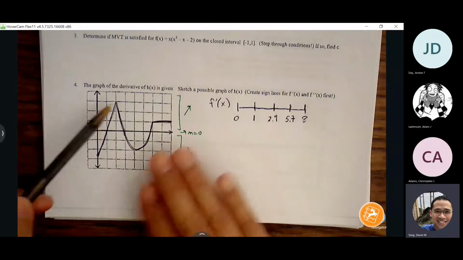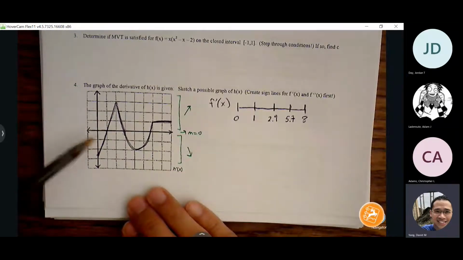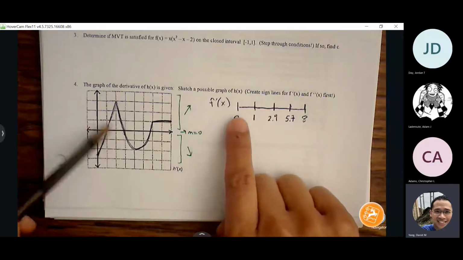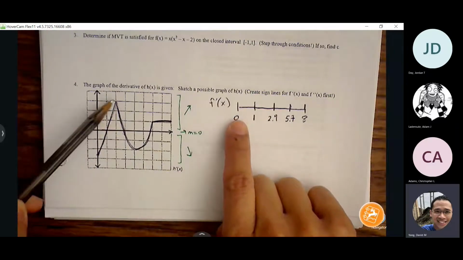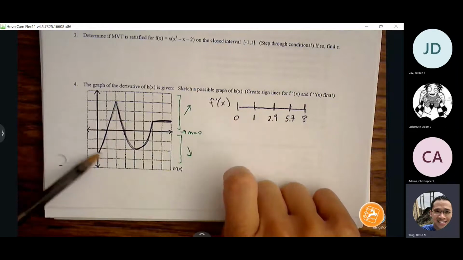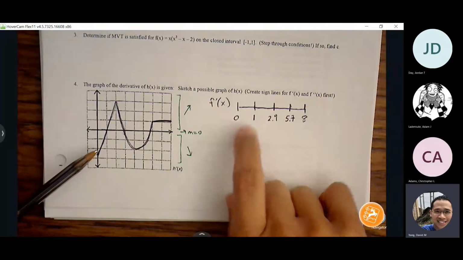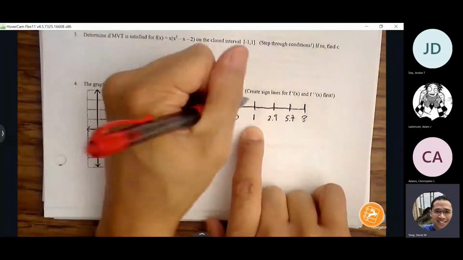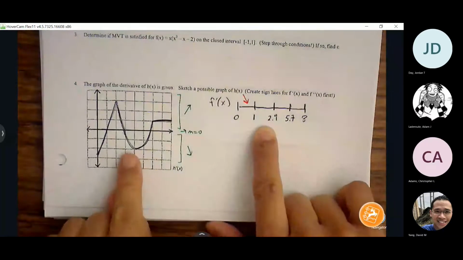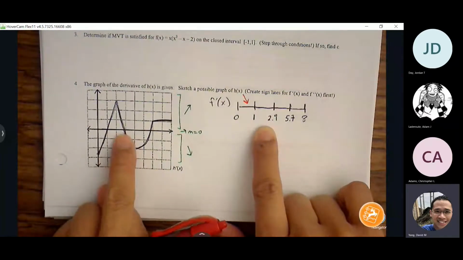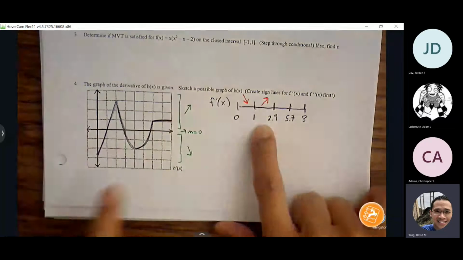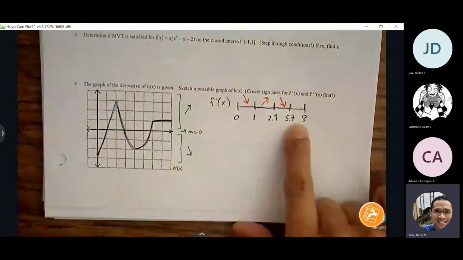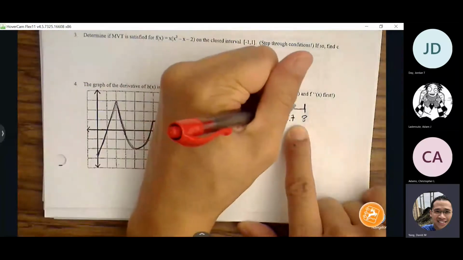Okay, don't look at the movement of the graph, look at the location. Is it above or below the x-axis? If it's above, we want to assign that interval as positive slope. If it's below, we want to assign that interval as negative slope. Okay, between 0 and 1, we see it's below. Between 1 and 2.9, it's above. Between 2.9 and 5.7, below. 5.7 to 8, above.